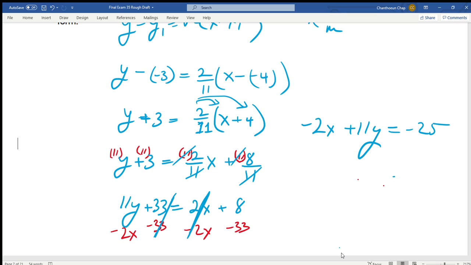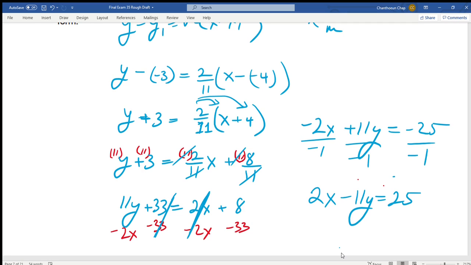But typically in standard form, we like the leading coefficient to be positive. So at the very last step, we divide everything by negative 1 just to make the leading coefficient positive. So this is 2x minus 11y equals positive 25. This is in that standard form that they want.